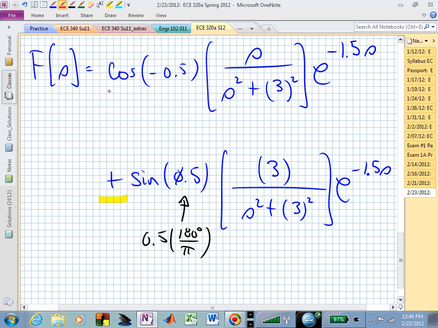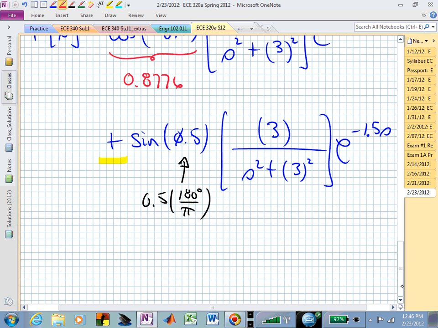This is just a number. This will be some number. Cosine of 30 degrees, roughly, is 0.8776. There's your scaling for that. And this particular piece is almost a half, or 0.4794. Meaning you just have 90% of the first piece, which is the cosine piece, and 50% of the sine piece, and they're scaled also by this complex exponential.